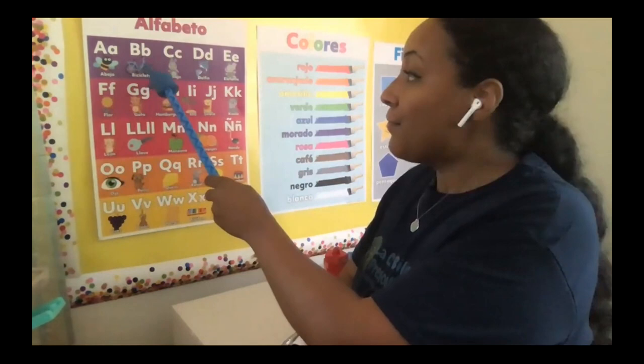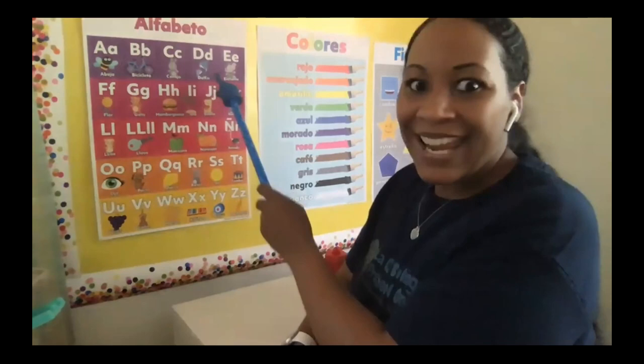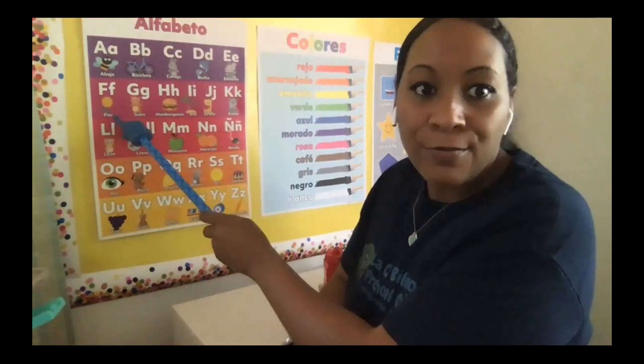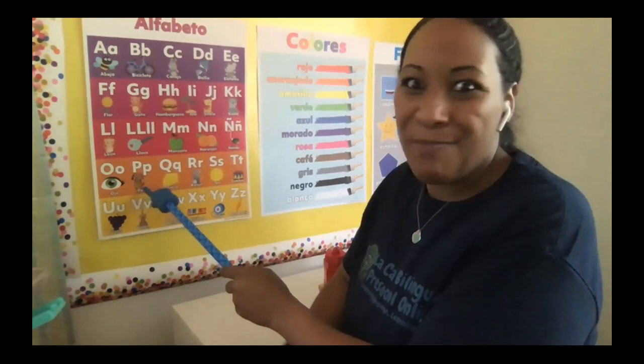B for bicicleta, A for abeja, C for conejo, D for dolphin, F for flor, O for ojo, P for Paco or perro or papá. Muy bien. What else did we go over?